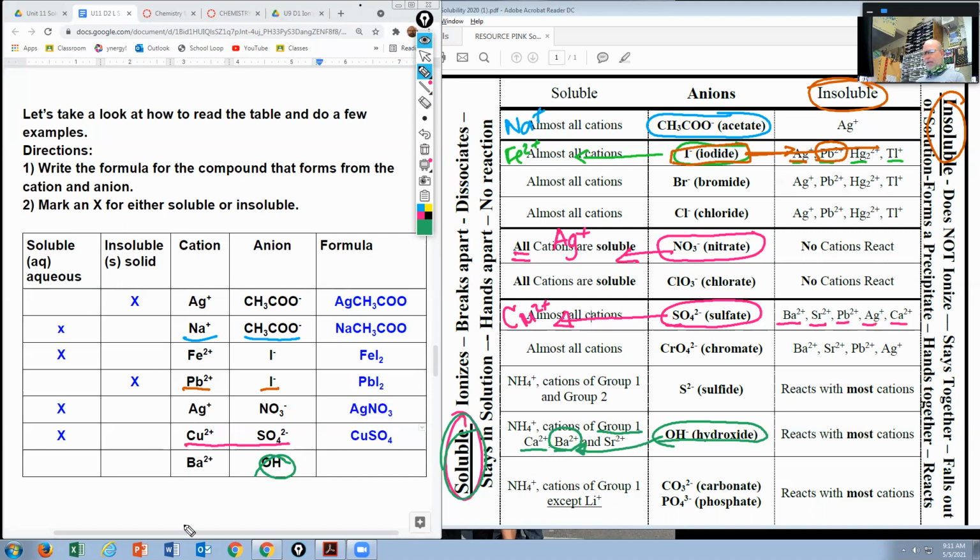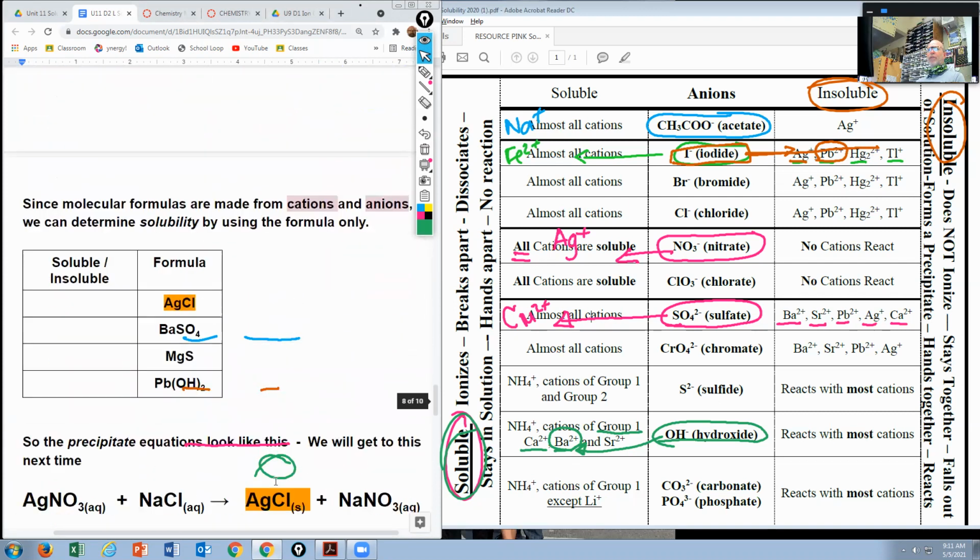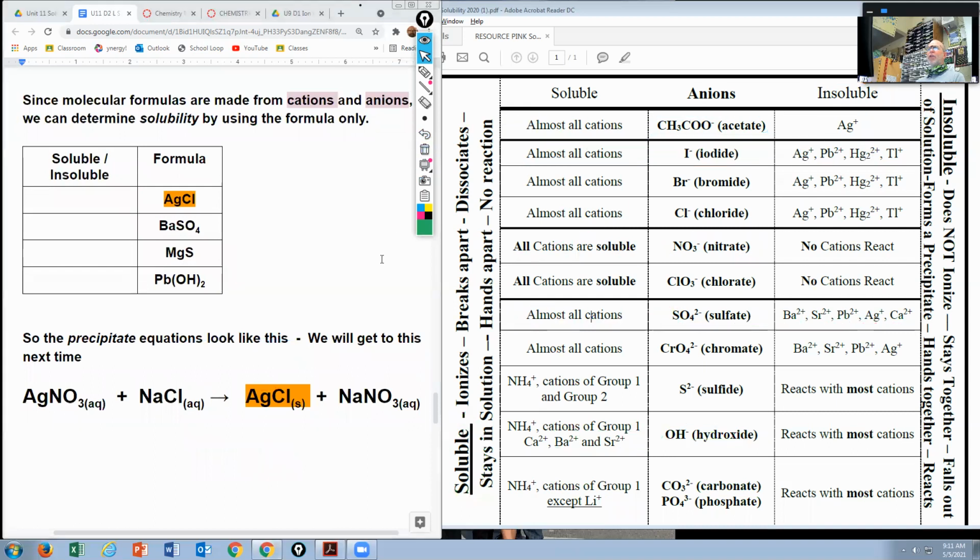Hopefully, I did a good job explaining this, ladies and gentlemen. We're almost done. So we put here, this one would be soluble, and the formula would be Ba, which is a 2 plus. OH is a -1, so we're going to need to put parentheses, keeping it together, and putting down 2 of those.